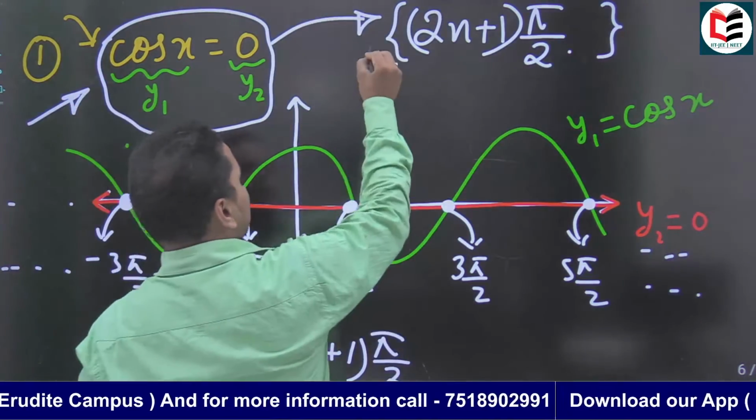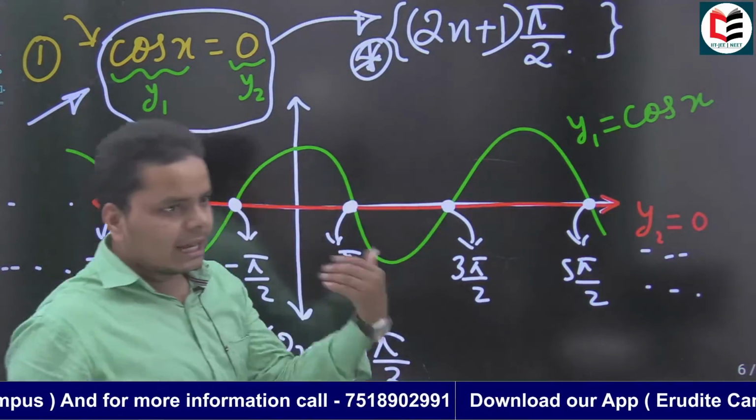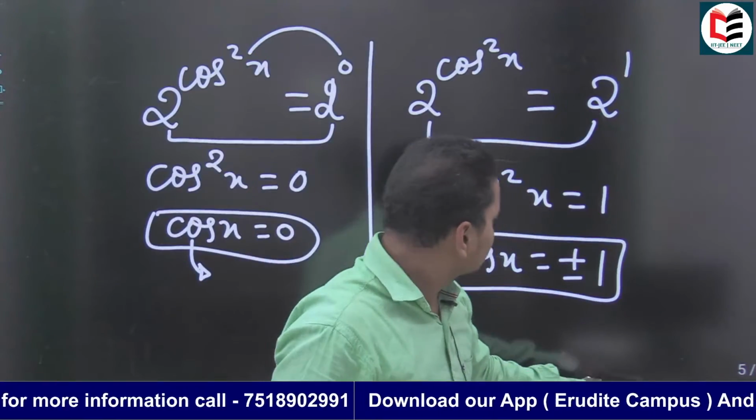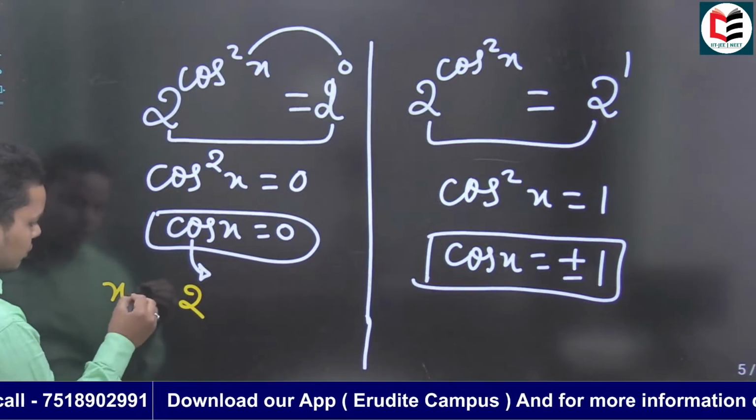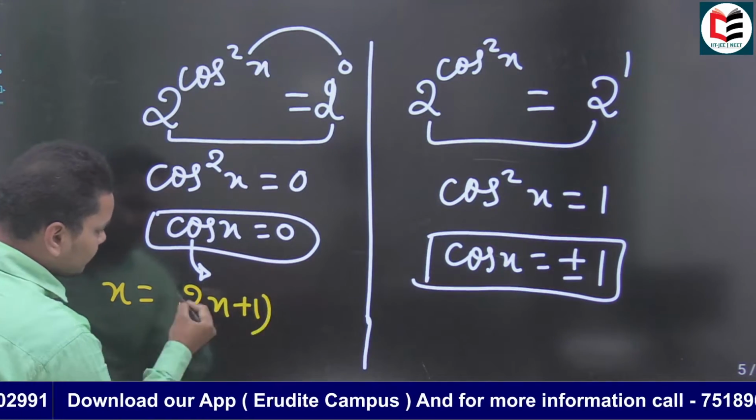I will make a star mark here, because in the end, when we solve the other equations also, we will combine them. We have solved this equation, and its result was x equal to (2n plus 1) pi by 2.